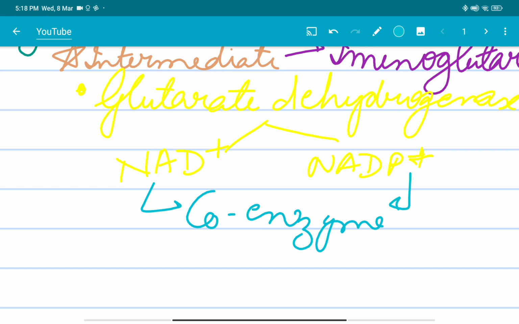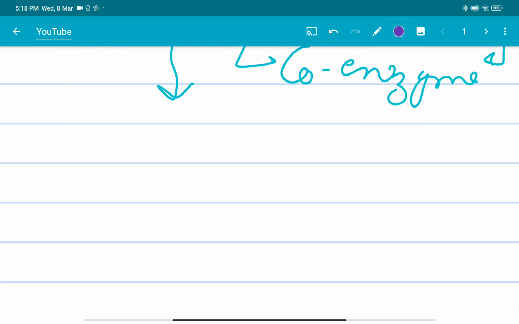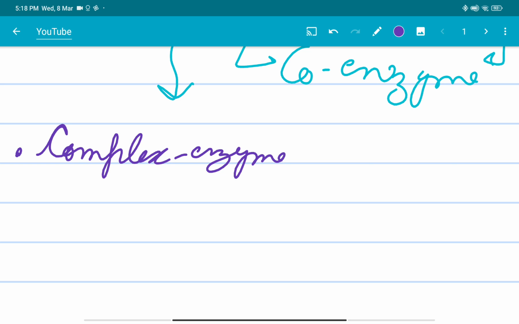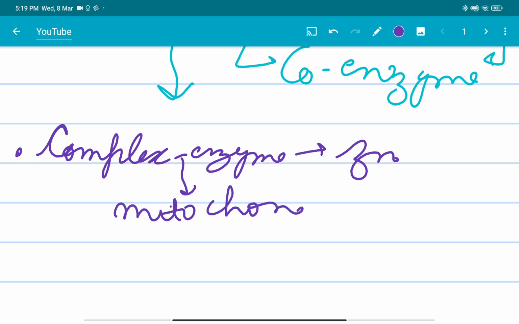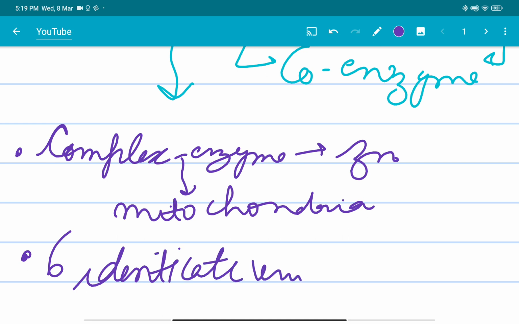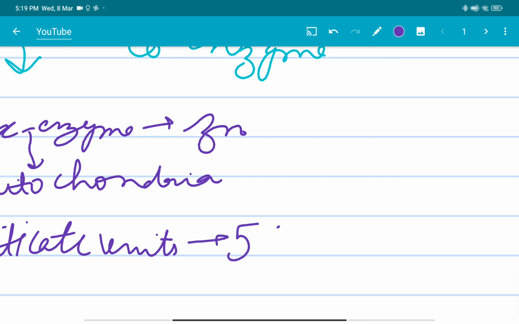Now, how do we regulate glutamate dehydrogenase? Glutamate dehydrogenase is a complex enzyme. Let me give some details about it. It has zinc in it and it is present in mitochondria. Moreover, glutamate dehydrogenase has six identical units, each having a molecular weight of 56,000.